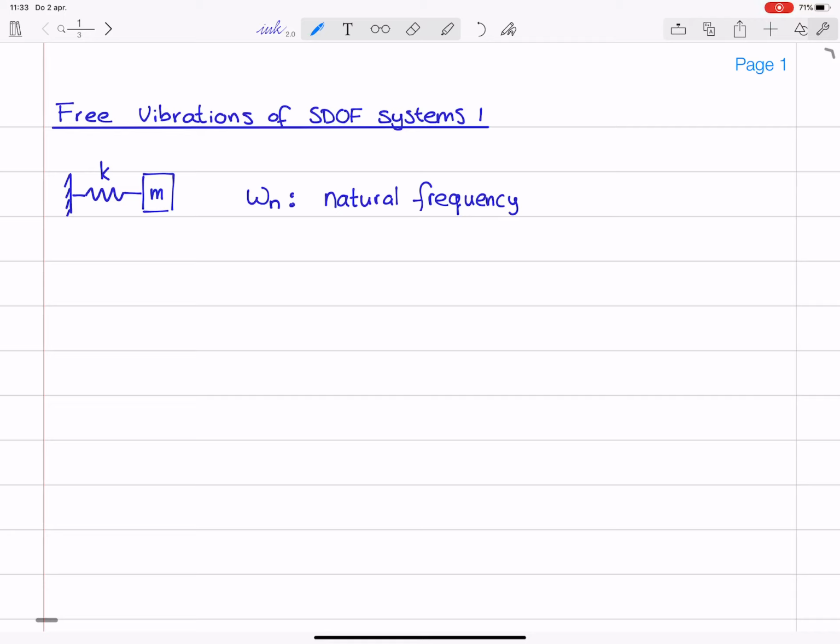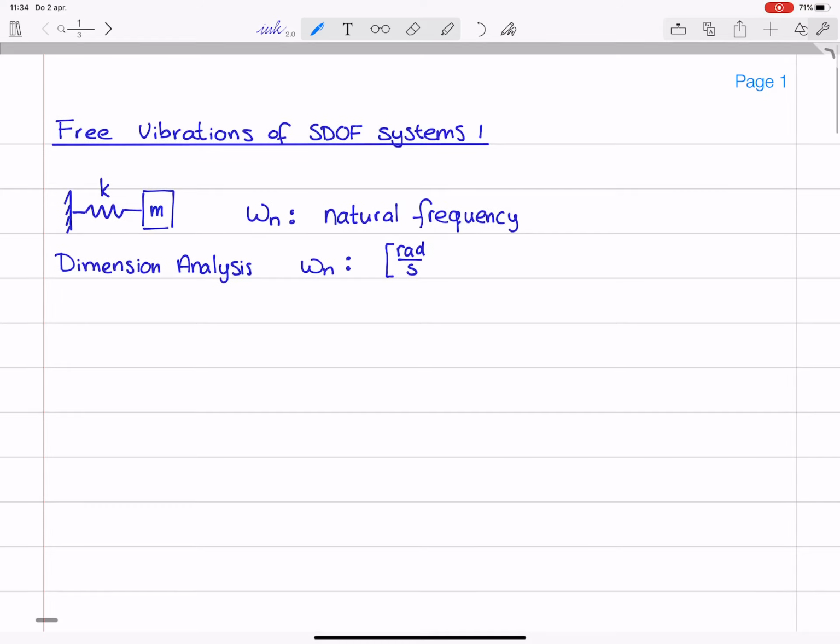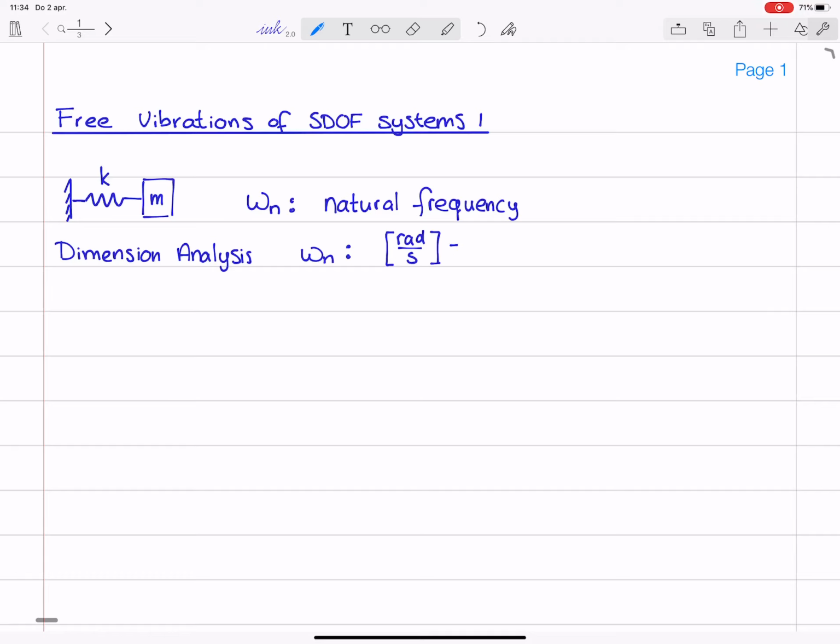We will try to discover this by means of dimension analysis, which is a very powerful tool. So let's have a look at the dimensions of omega n first. Omega n is measured in radians per second. All right, but since radians are dimensionless, they are meters per meters. These are 1/seconds. Well, what parameters could it depend on?